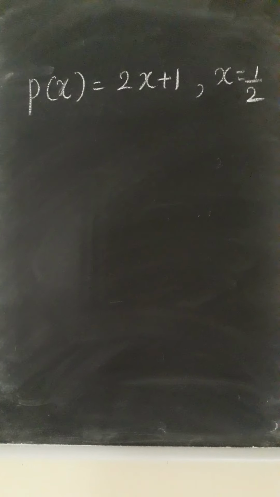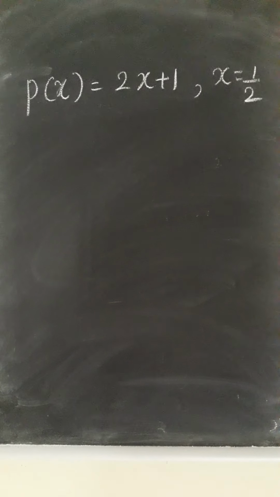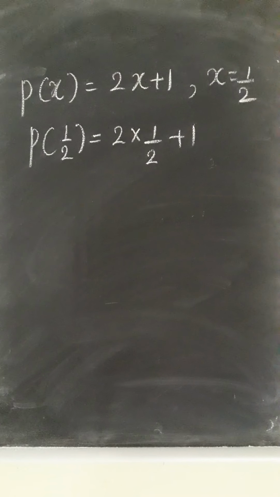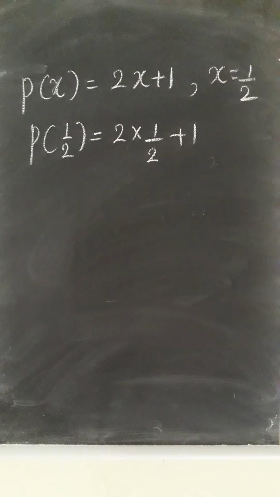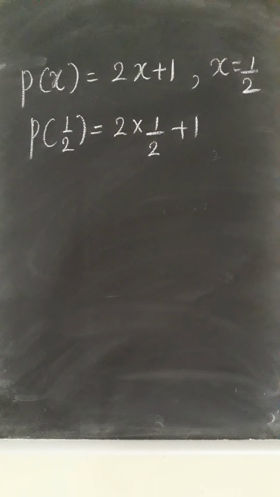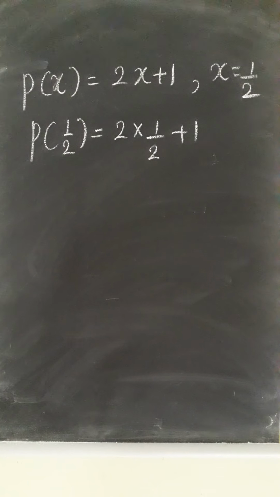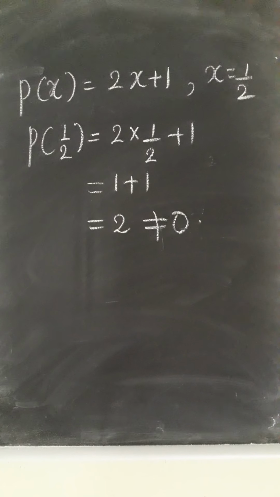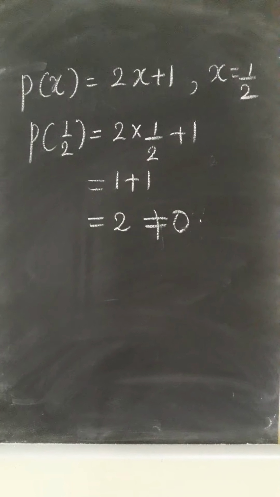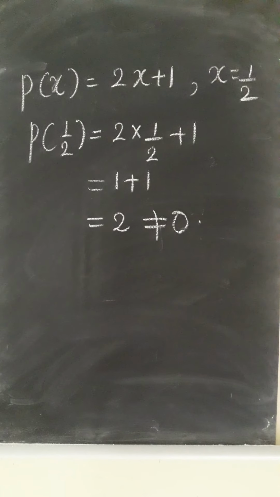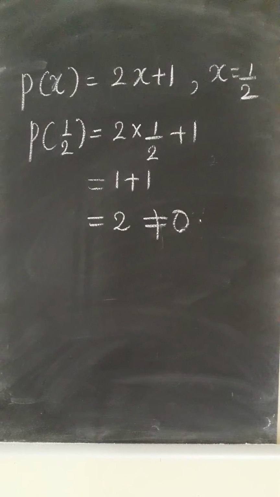Here you have to check whether x equal to 1 by 2 is the 0 of this polynomial or not. So first you calculate what is p of 1 by 2. It is equal to 2 into 1 by 2 plus 1. So that 2 and 2 we can cancel. So what is remaining? The 1 plus 1. So what is the final answer? It is equal to 2. Is it equal to 0? No. So you should write down not equal to 0. Therefore it is not a 0 of this polynomial.